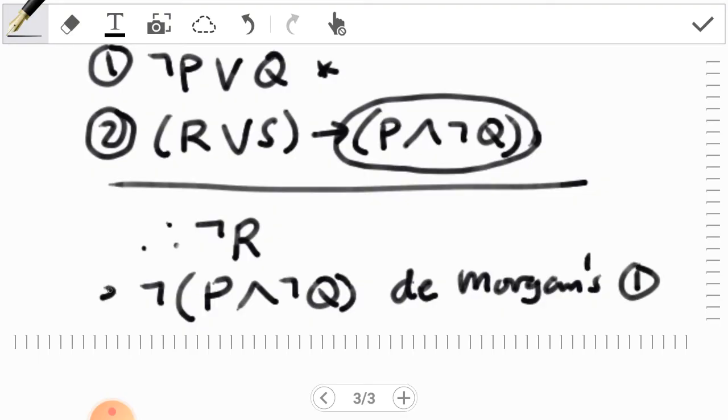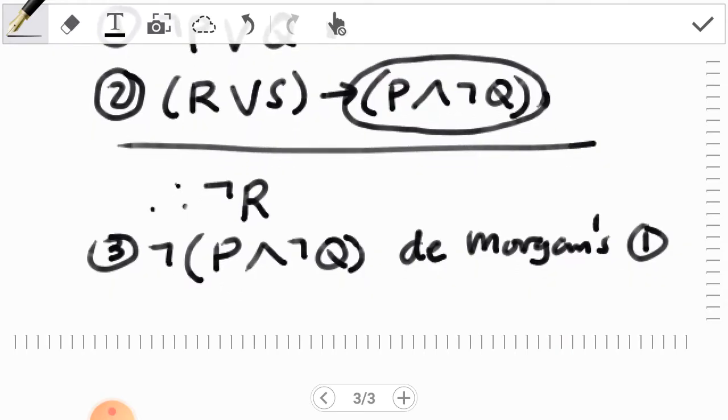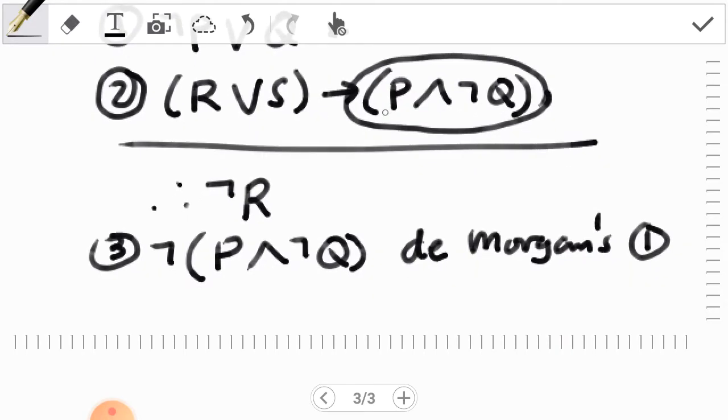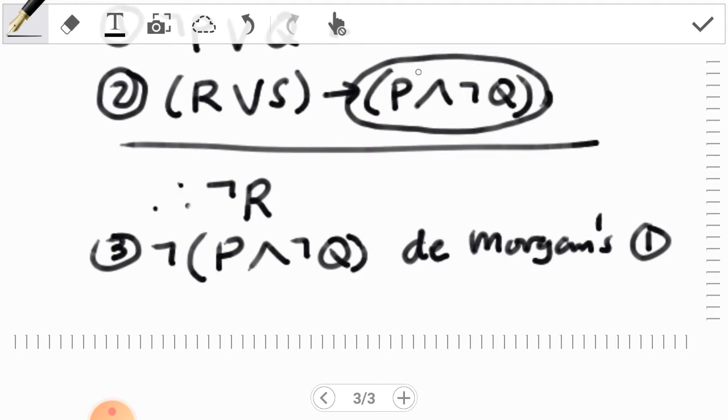And let's call this premise number 3. Then using premise number 3, we have obtained already the negation of this one. Since we have already obtained the negation of this one, then we can use modus tollens. P implies Q, not Q must give us not P.